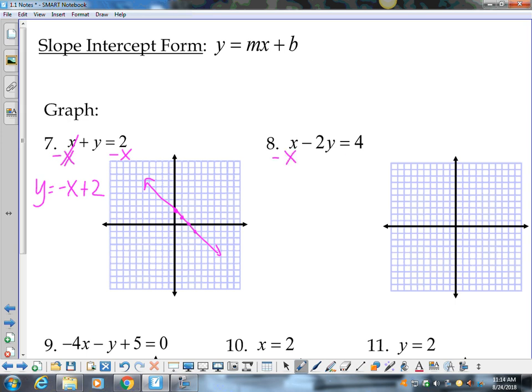Number 8, I'm subtracting x. And then I'm going to divide by -2. Watch your signs. Again, these details. That's going to give me 1/2 x minus 2. So I'm going to go down to -2, and then I'm going to go up 1, right 2, and draw my line.